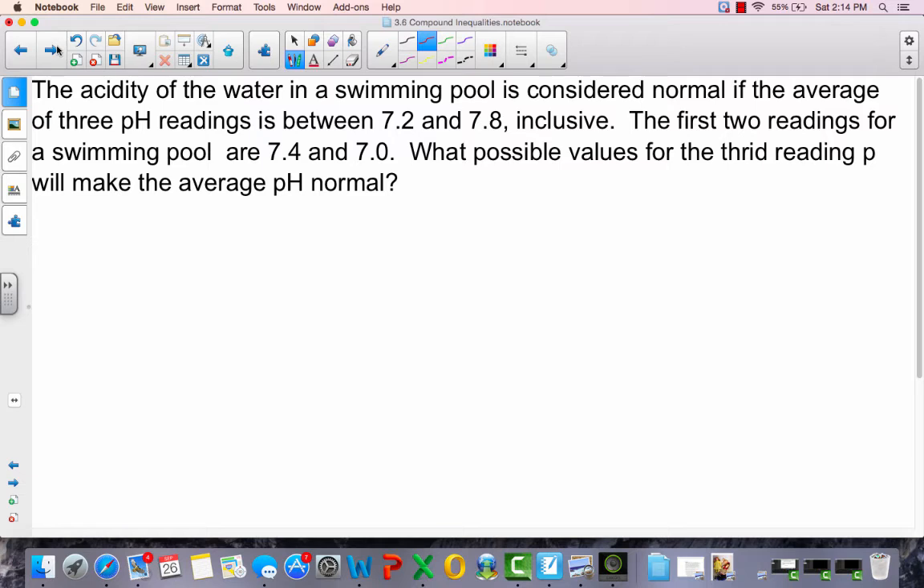So let's set it up just a little bit here. We've got 7.2 between 7.2 and 7.8. And it says it includes. All right, now you finish setting it up. Pause the video for me, finish setting it up, and then come back.